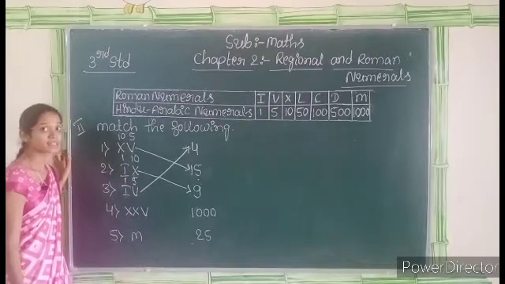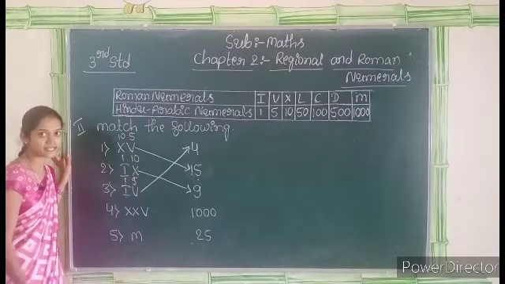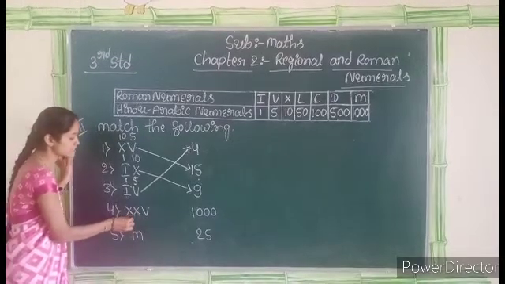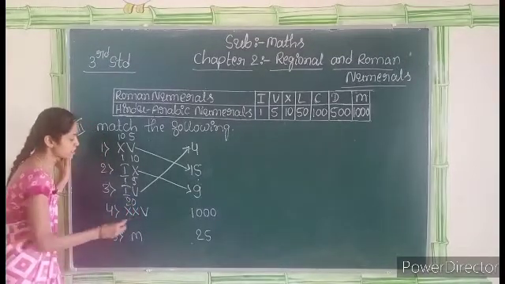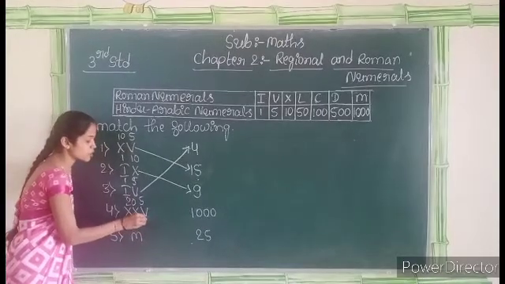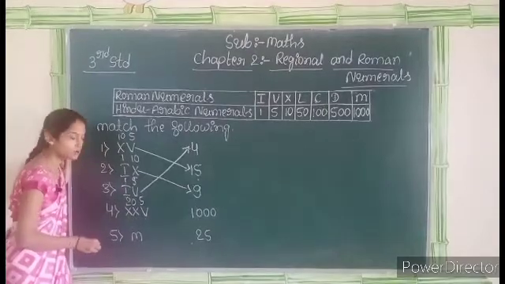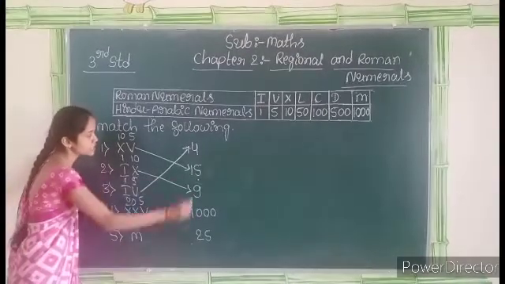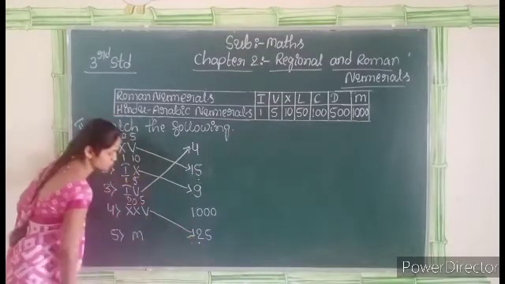Then XXV. X represents 10, and when the symbols of Roman numerals are repeated successively, we have to add those values. That is XX, 10 plus 10, 20. This XX represents 20. Then this V represents 5. Here also the smaller value is written on the right side of the greater value. We have to add this 20 and 5. We get 25. In this column here we have the 25. Let's match these two.